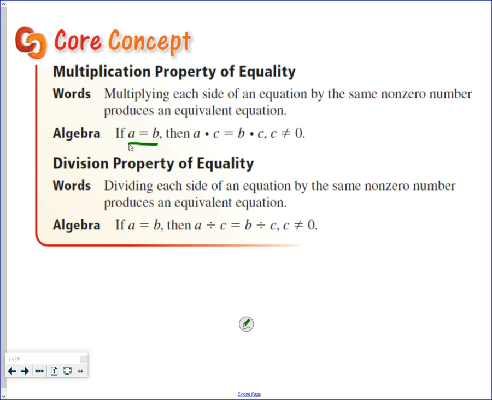Okay, again, you have the same equation, but if I multiply the same thing to both sides, it's still the same, to keep that equation balanced, and dividing to keep the equation balanced. So again, we're going to use these in one-step equations. That's coming up.